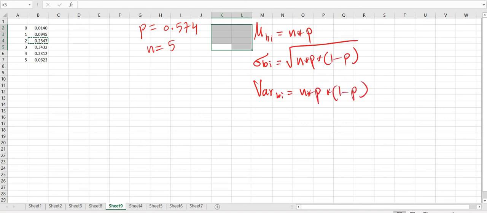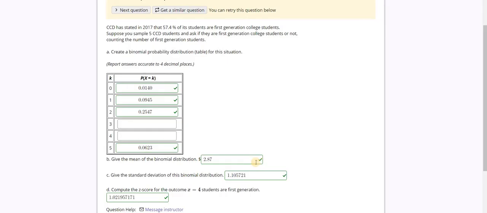So I'm going to find the mean. The mean is equal to n, which is 5 times p, 0.574. So this is the mean. I'm going to copy it and paste it into the question. And then I'm going to find the standard deviation.